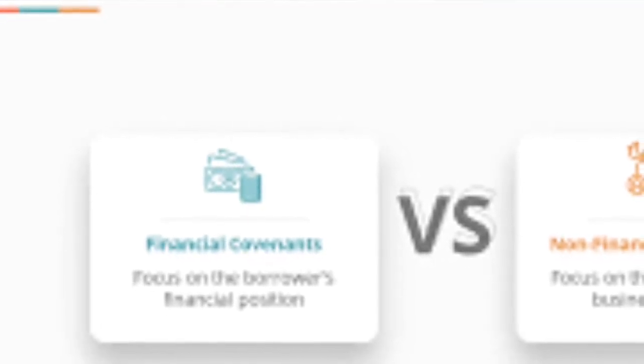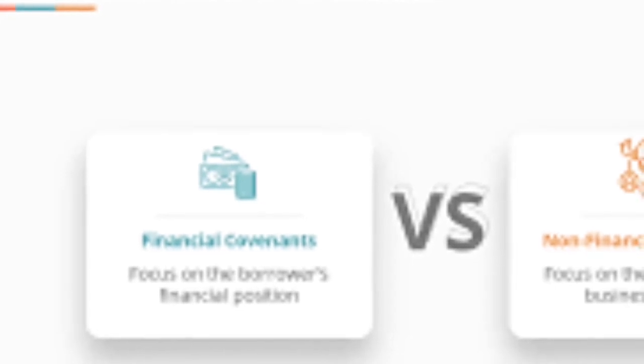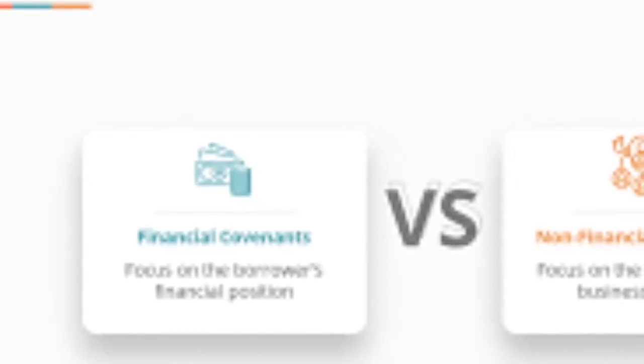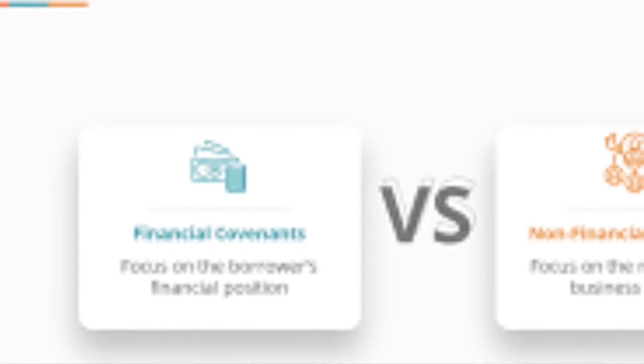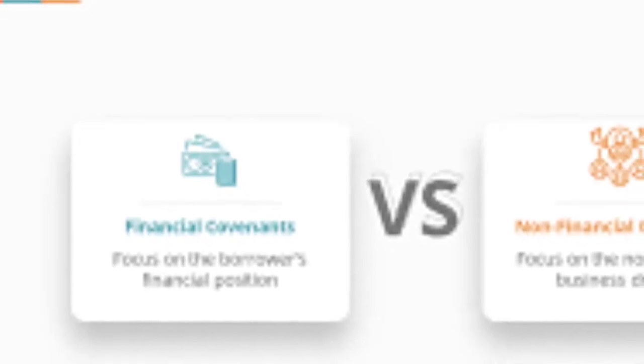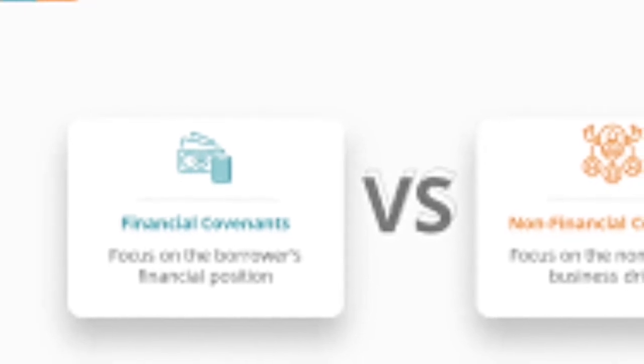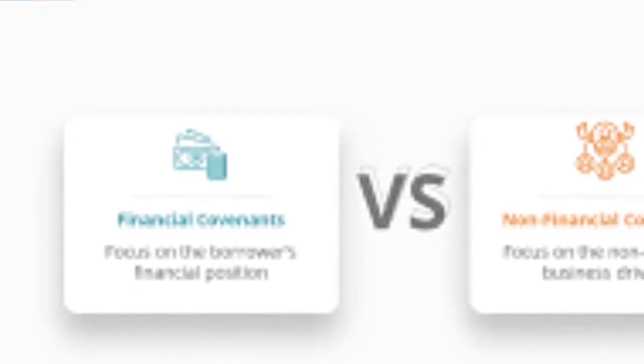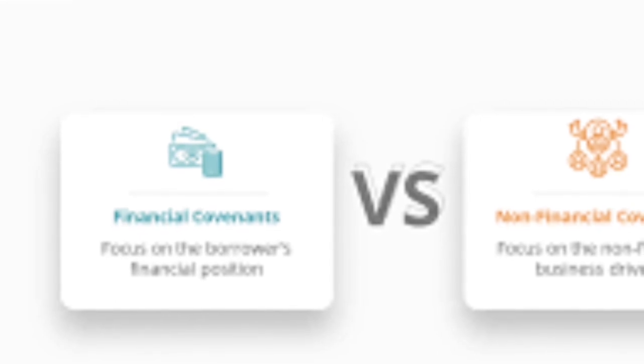One of the most common penalties is known as an acceleration clause, and it works like this. If the lender finds that the borrower has violated a covenant, they have the right to require the borrower to repay the loan in full immediately. That is, the lender can accelerate the repayment of the loan.